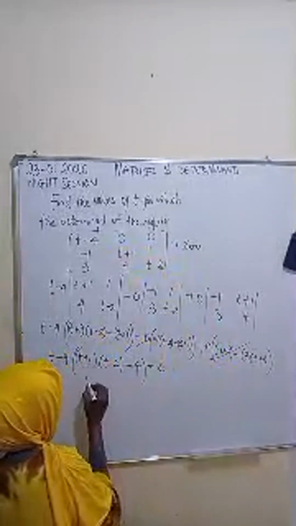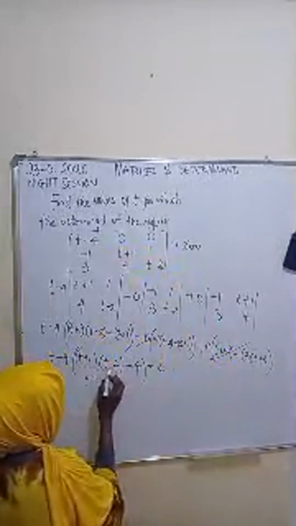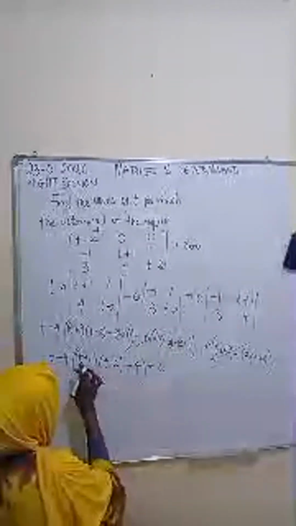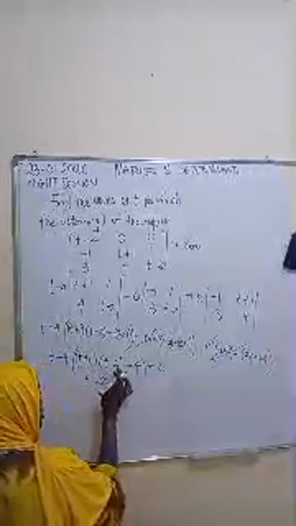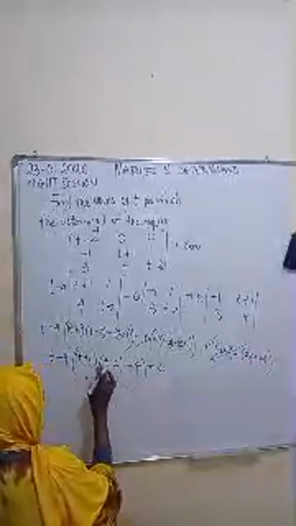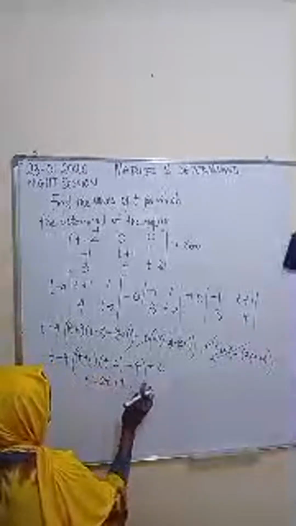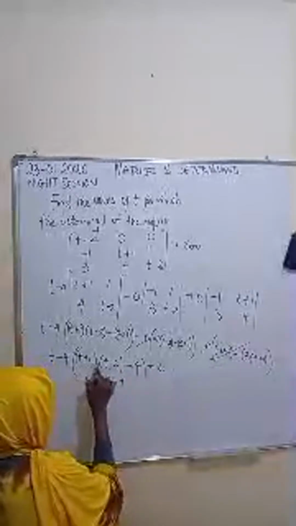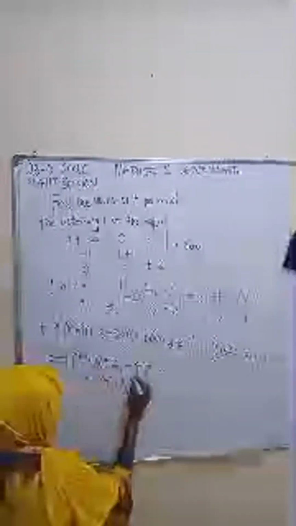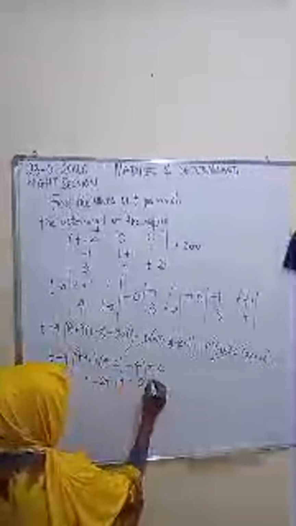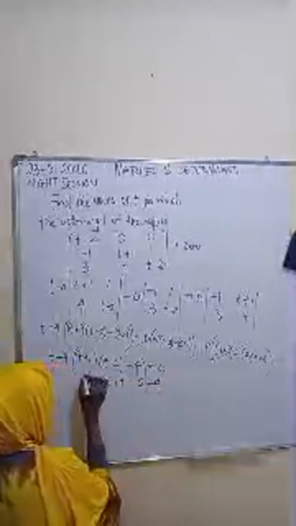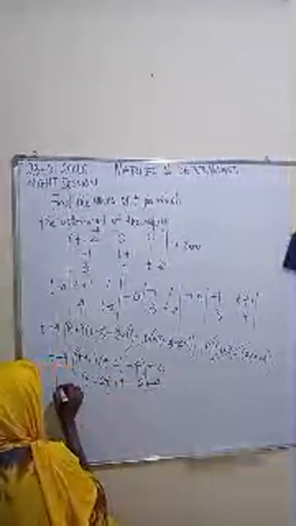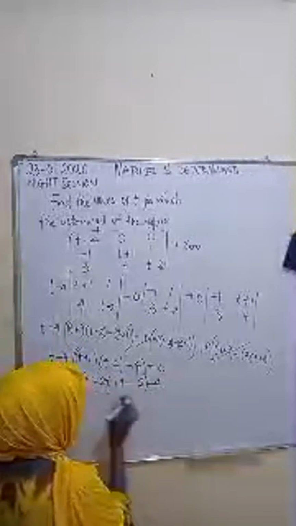T times t is t squared. T times minus 2 is minus 2t. 1 times t is plus t, right? Then minus times plus is minus. 1 times 2 gives me 2. Then I have a minus 4 here, right? So I have this, then I have this t minus 4. Let me leave this t minus 4 here.